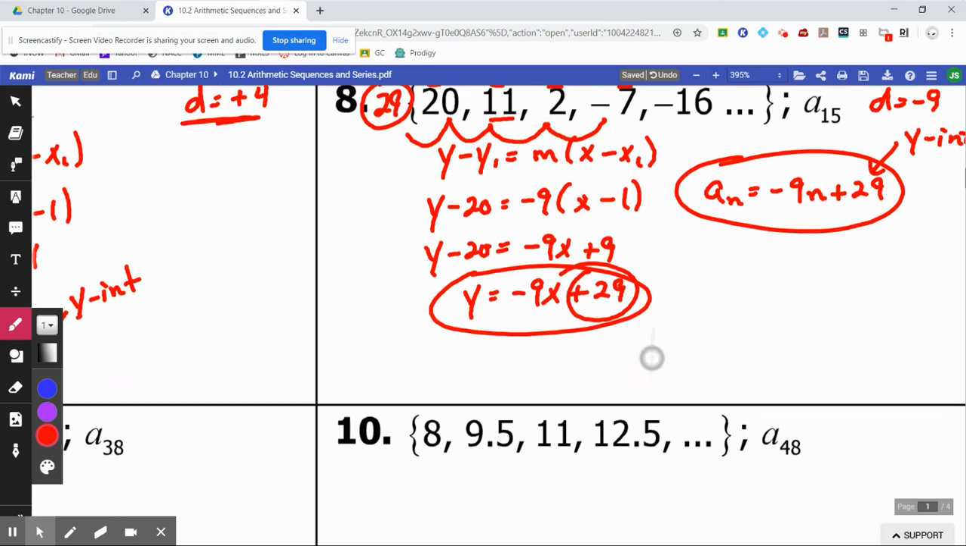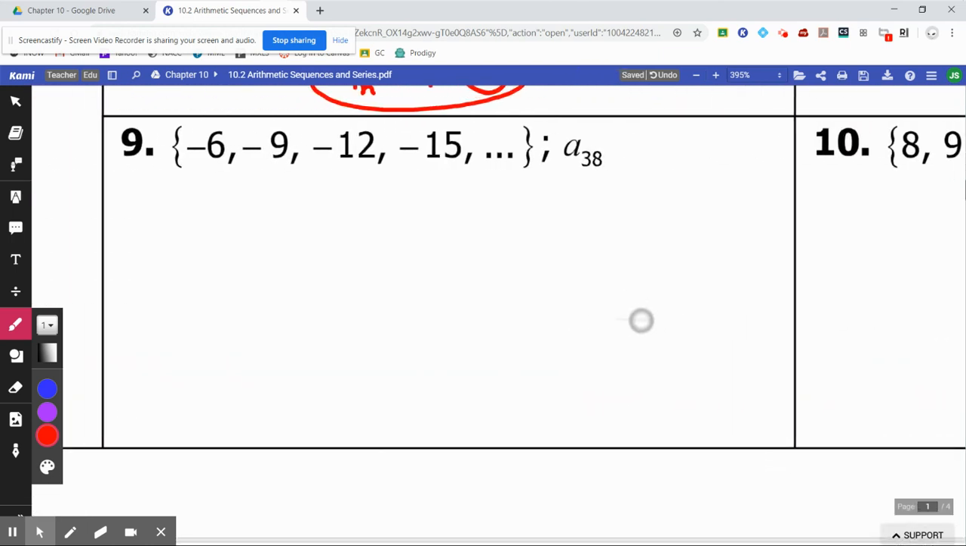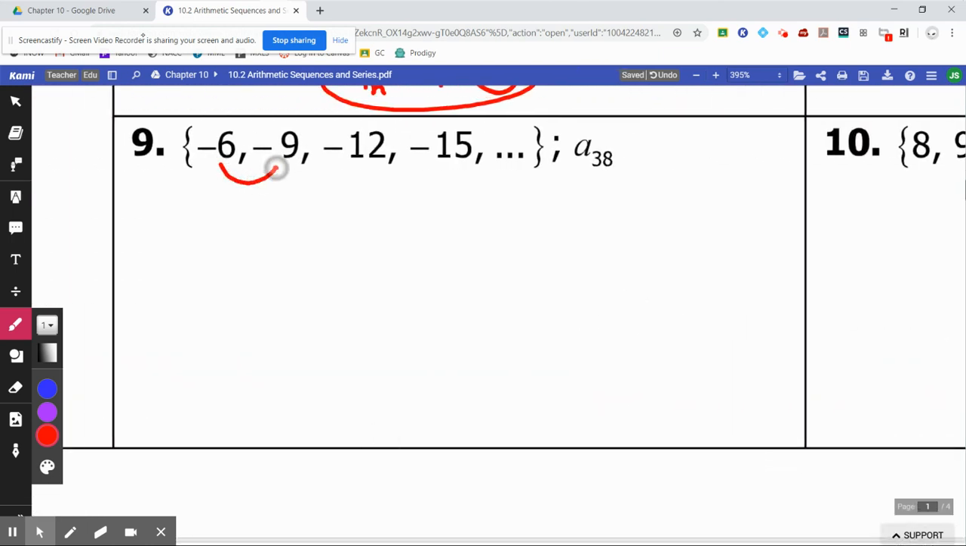So now look how easy this is. Here, your slope, you're going down 3, down 3, down 3. So therefore, your slope or your common difference, you can put it as m or d, is -3. Well, what's your y-intercept? If you were to go back another term, you would get -3. Okay, so that's going to be your y-intercept. That's all you have to do.